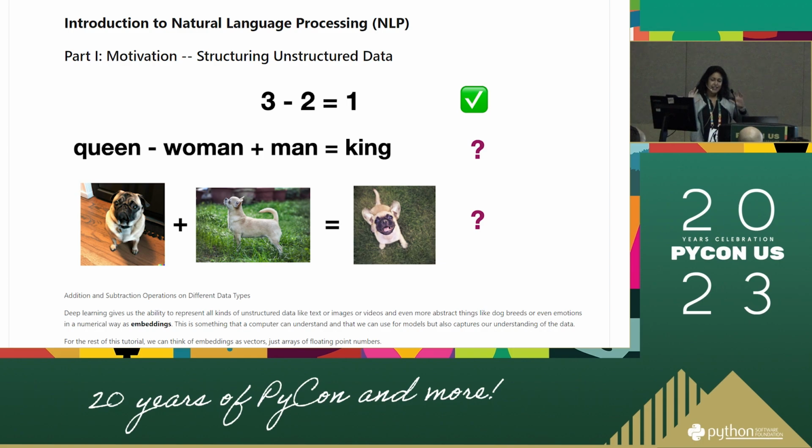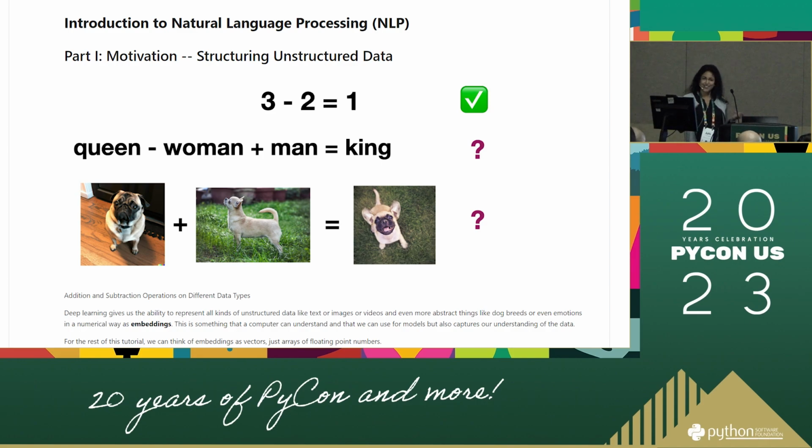Now, if we could represent these concepts that we understand in some numerical way that we could feed into a model or have a computer understand, that would be really interesting, because then this numerical space would actually represent semantic understanding. So hold on to that thought. Now let's look at the last line.